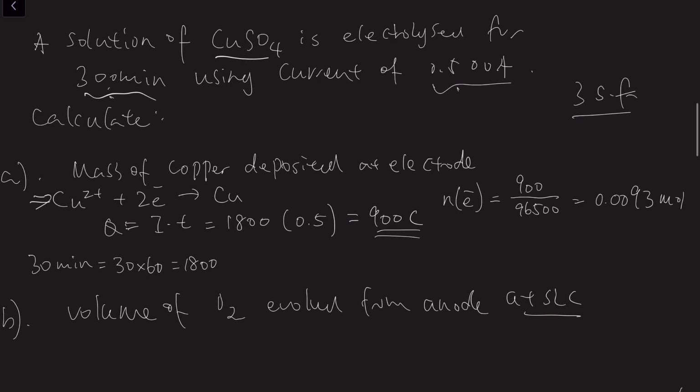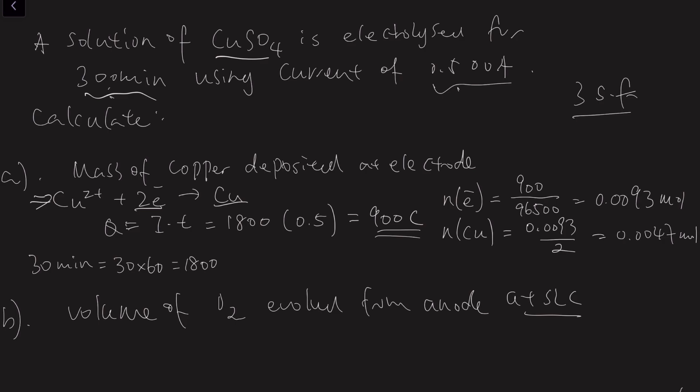And the next step is to calculate the moles of copper we can produce. We know that for 1 mole of electron, we can produce half a mole of copper because of this 1 to 2 ratio. So the mole of copper is 0.0093 divided by 2, which is 0.0047 mole.